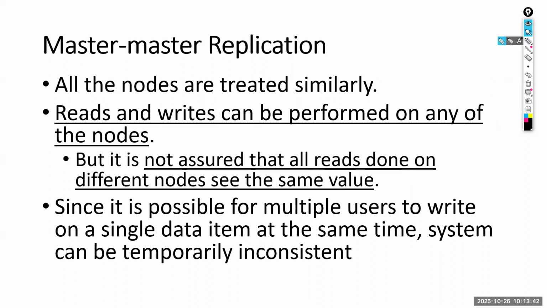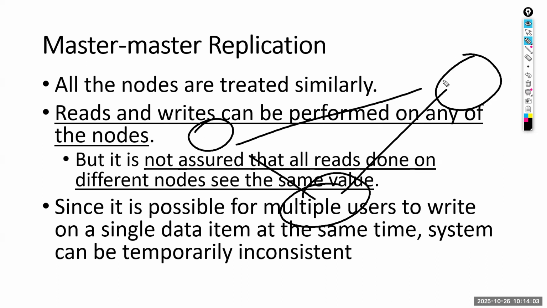The next one is called master-master replication. That means all nodes are treated similarly, so for any node, you can do write, you can do read. This is just a different name for peer-to-peer. In normal databases, we call it peer-to-peer. In NoSQL databases, we just call it master-master.